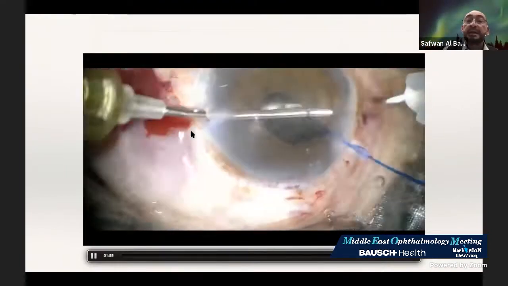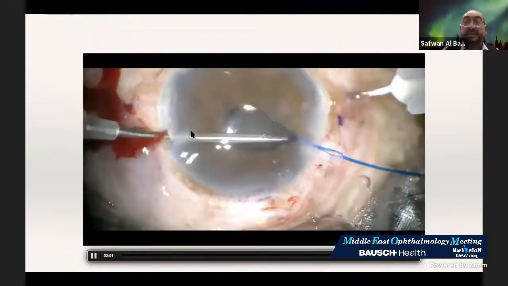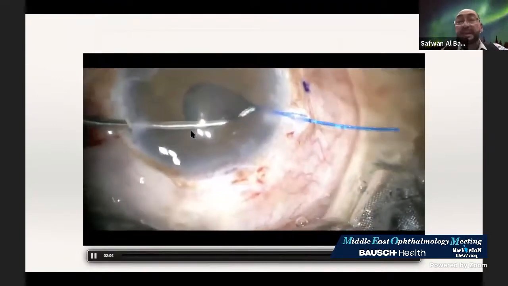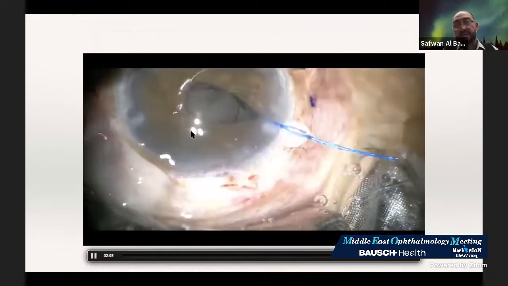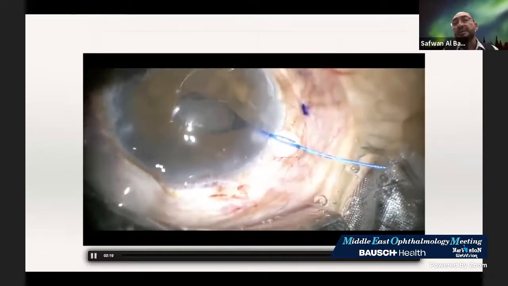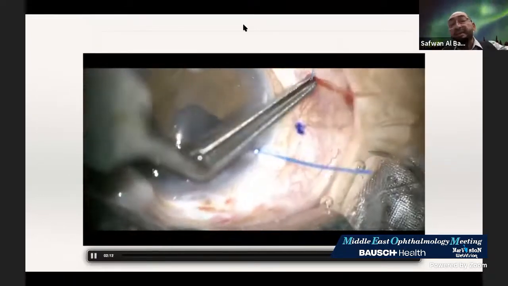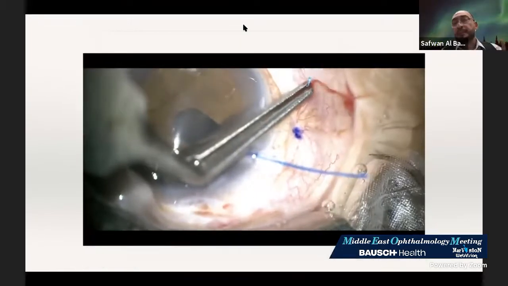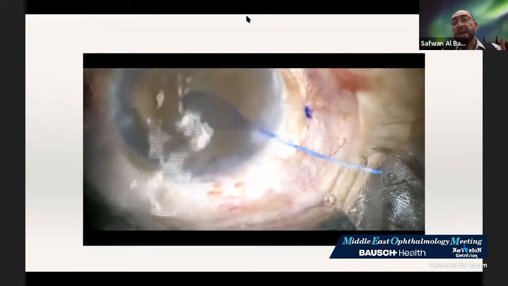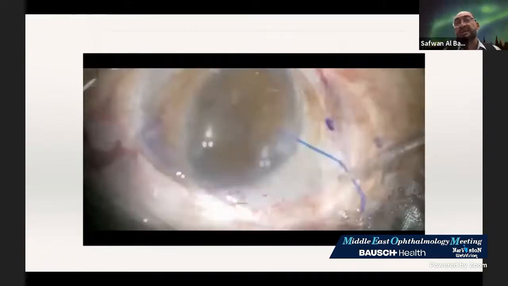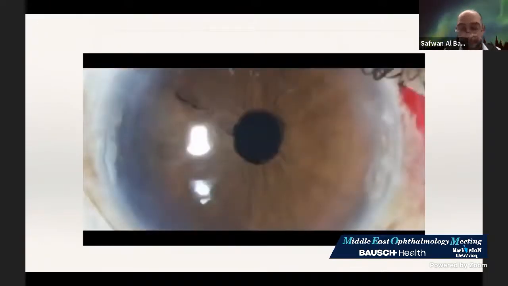And here, yes, the step that made me succeed is that I went through near to the end of the haptics. I got it out, and I didn't create tension on the other haptics. See? And then hinge again. I remove the retractor, it's centered. And this is the second step.